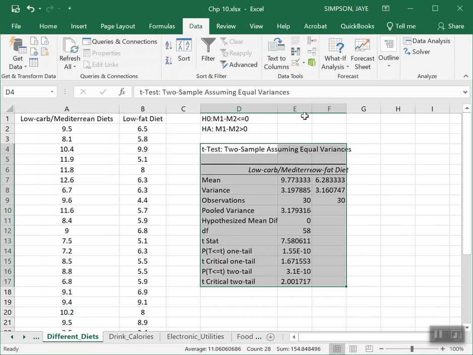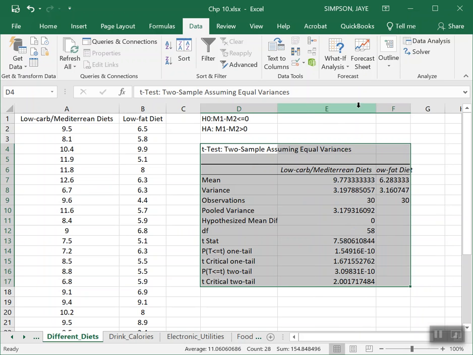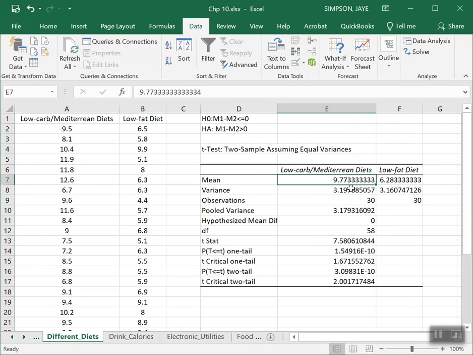So first of all, we can see that the mean weight loss for the low-carb diet or the Mediterranean diet is 9.77 pounds versus 6.28 pounds for the low-fat diet. So again, I just want to point that out. Now, we know that this is a difference, but is it statistically significant? I don't know. Let's go in and look.